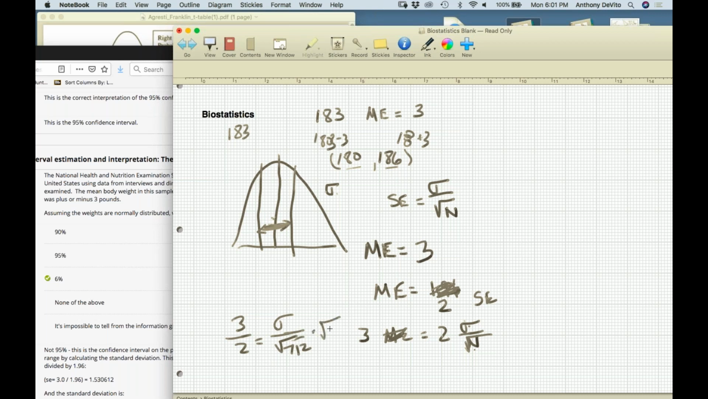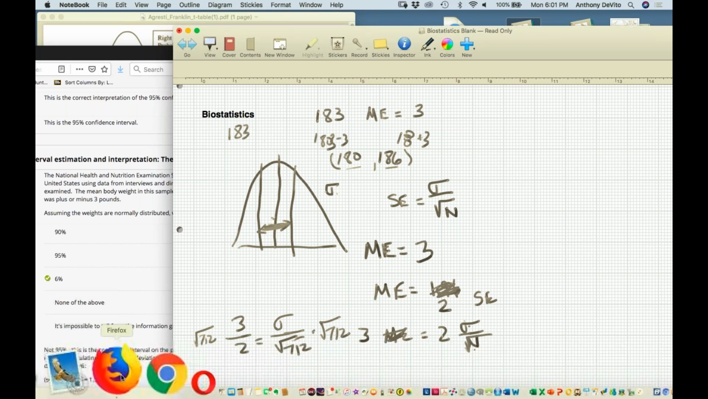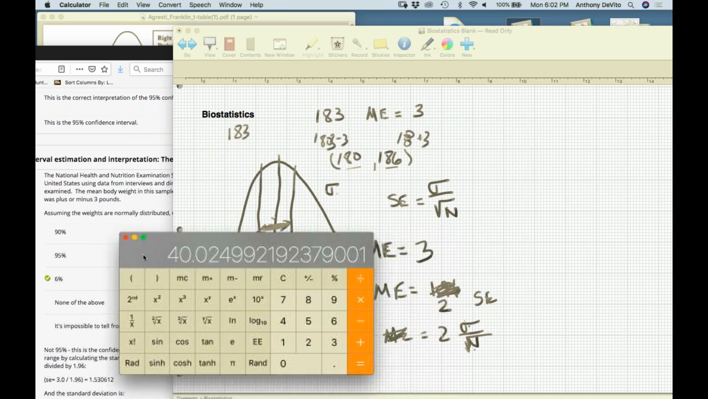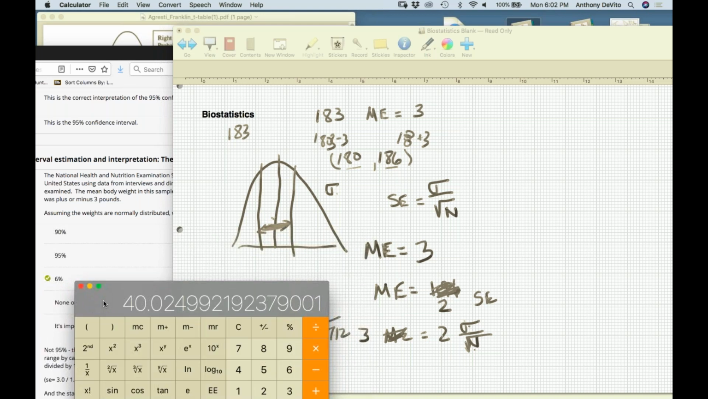So if I multiply by the square root of 712, take the square root of that, times 3, divided by 2, equals, so sigma is equal to 40. The standard deviation is equal to 40. So now I know the standard deviation.